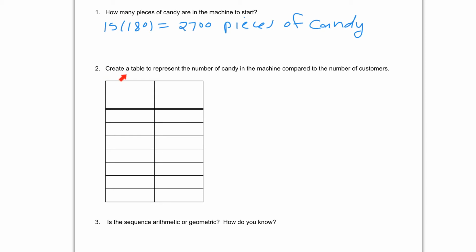Number 2 says create a table to represent the number of candy in the machine compared to the number of customers. So when we label our table, we always want to start with our variables. We have our independent variable on the left, and our dependent variable should be over here on the right. So if we're talking about the number of candy and then the number of customers, our customers is going to be our independent variable. So we're going to label the customers here.